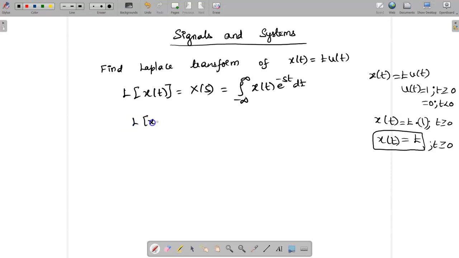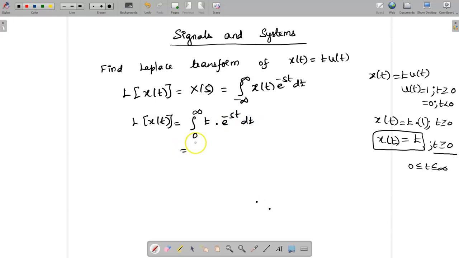So Laplace of x of t, since x of t exists only for t greater than or equal to 0, that is t varies from 0 to infinity, I can change the limit minus infinity to infinity as 0 to infinity. Why? Because this x of t exists for t greater than or equal to 0 and x of t value is t, into e power minus st dt. So now let us integrate this value.